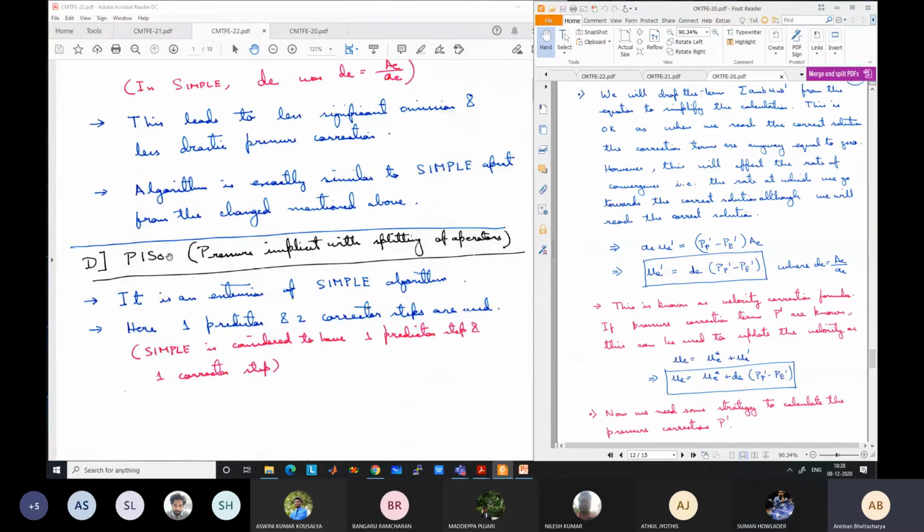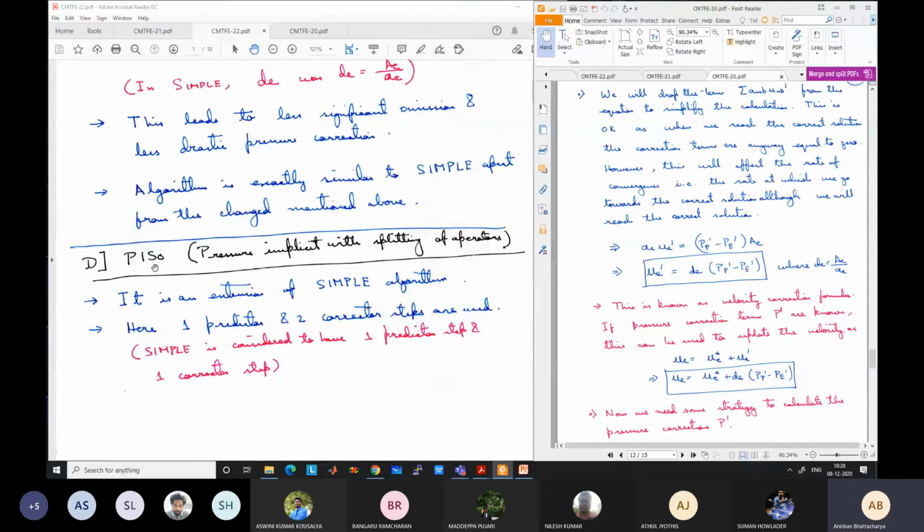Actually, this is also quite popular. If you see any commercial tool, even SIMPLE is used, but the two most popular algorithms for normal fluid flow situations, not compressible flow, are SIMPLER and PISO. So what is the full form of PISO? It is Pressure Implicit with Splitting of Operators. So basically it occurs in two steps, that's why this name has come. And we will go through it in brief detail.